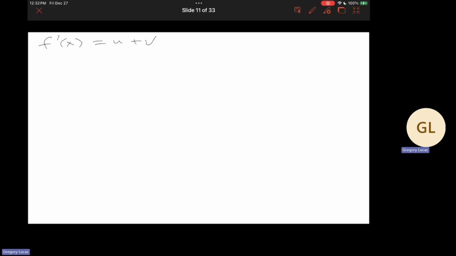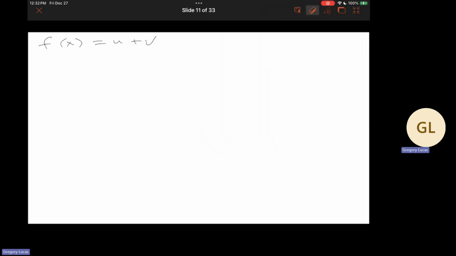Okay, so we have some more rules. We can use the sum rule. So the sum rule is if we have two functions. So let's say we want to say f of x is equal to, let's just say u and v for right now, make it a little bit easier. So I have u and v are two different functions. Sorry, this should be f of x, not f prime of x.